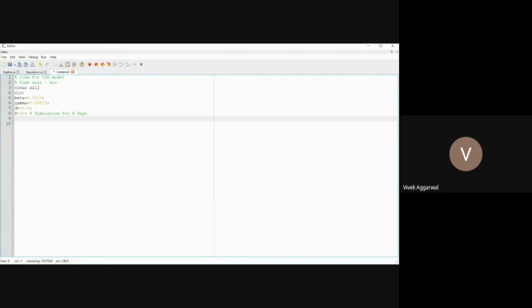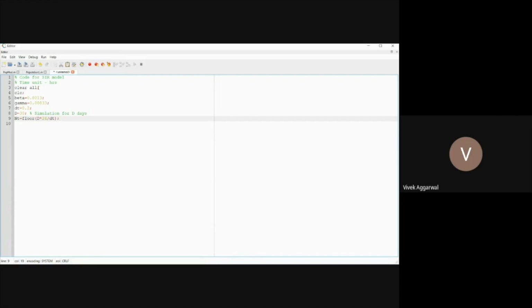Now I can find out my NT, the number of iterations. So the number of iterations I can define from here. I'm going to define it with the floor function. So it is 30 days, so I just write d star 24, capital D, 24 divided by dt.